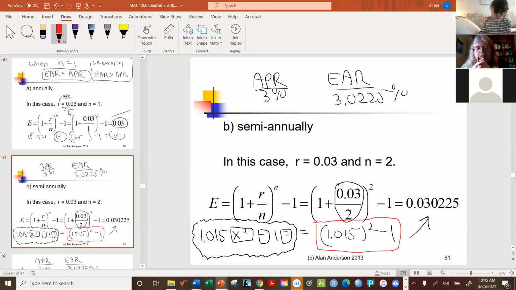Now, when you implement this on your calculator, if you have the iPhone, what you want to do is what you see down here: take your 1.015, hit the square button. That will give you the result that you need. Then you must subtract 1 and hit the equal sign, and that will give you this number over here, 0.030225. That's our EAR. That's what we're looking for.